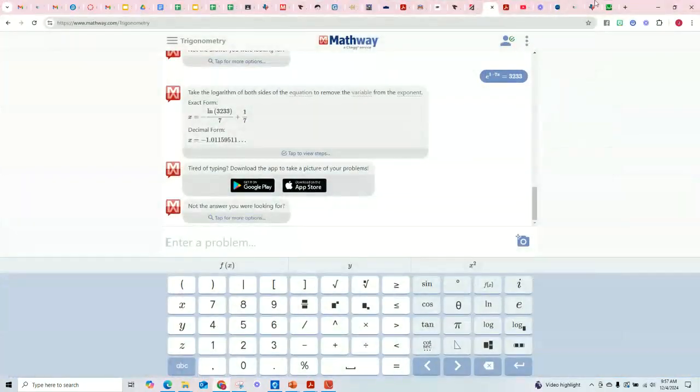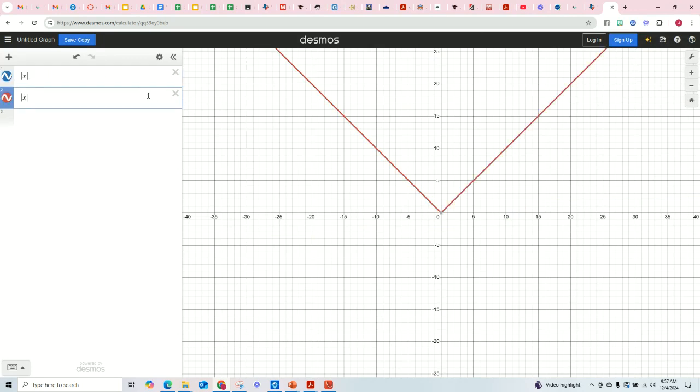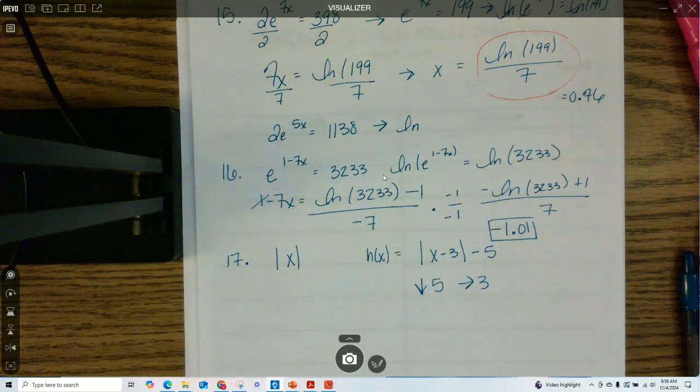To show you that on a graph, there's the original absolute value of x, and then absolute value of x minus 3, and then minus 5. So you can see the movement now. It wants to know what transformations are needed. It was translated 3 units right and 5 units down. So vertical shift down 5, and horizontal right shift of 3.